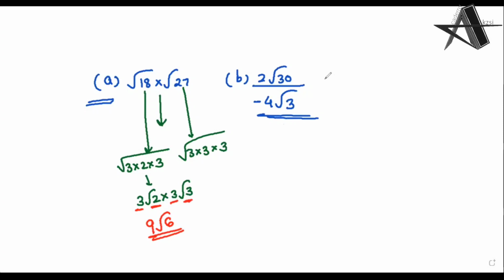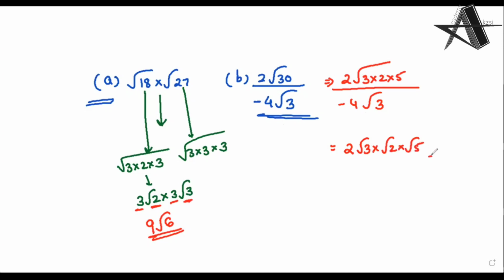Okay, similarly we have to do it here. Root 30 can be written as 2 times 3 times 2 into 5 over minus 4 times root 3. Clearly you cannot simplify root 3 if you see this one. But we know one thing for sure, that root 30 can be written as root 3 times root 2 times root 5 over minus 4 root 3.